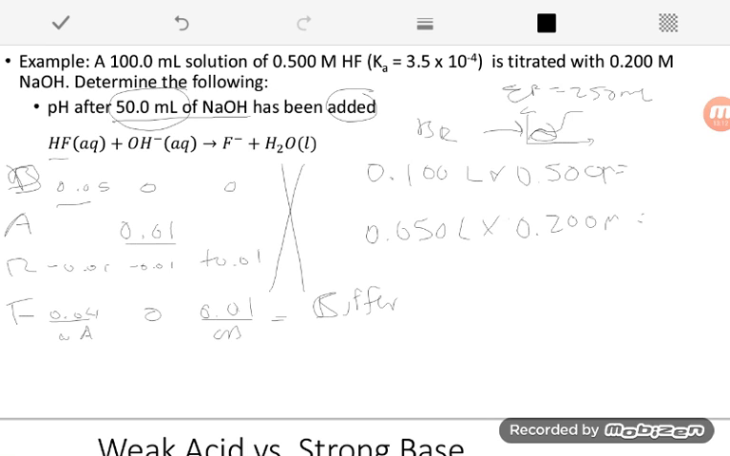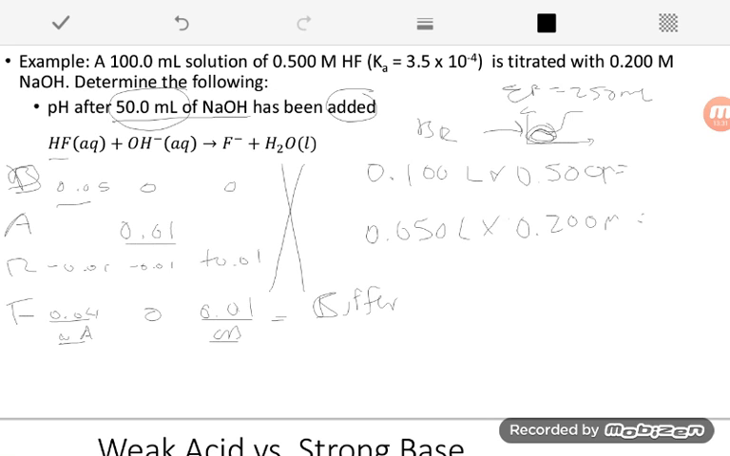So I always like to think about if I'm before, at, or after the equivalence point because it tells me what I should expect. Here I was before the equivalence point, which for a weak acid puts me in the buffer region. So when I look back, it makes sense. I have a weak acid and a conjugate base. I end up with a buffer.